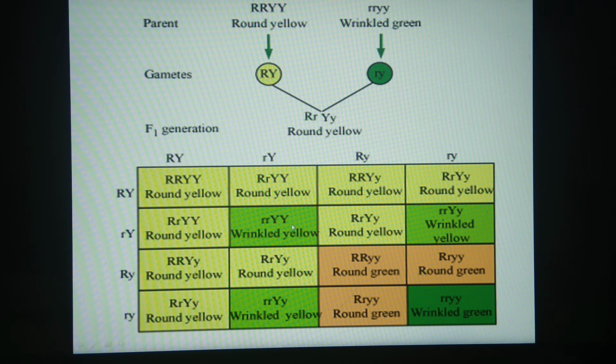So remember that for the dihybrid cross we will be getting 16 different types of combination, and if you are going to sort it out, it will be 9:3:3:1 for phenotypic ratio. Okay, so this is all about dihybrid cross. After that, we have to study about Mendel's laws of inheritance. What are these laws of inheritance?